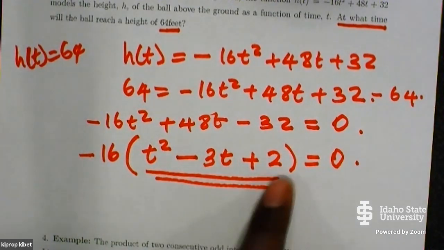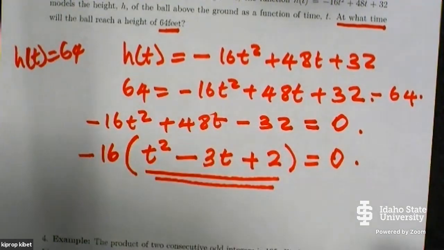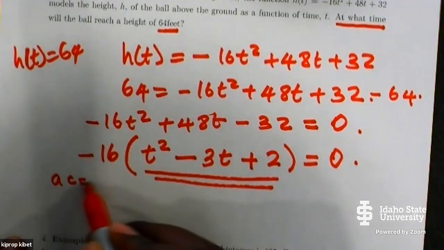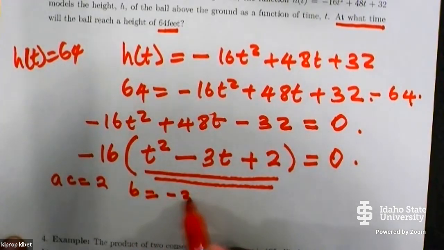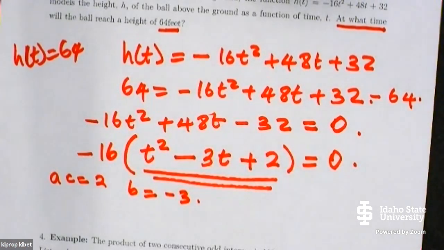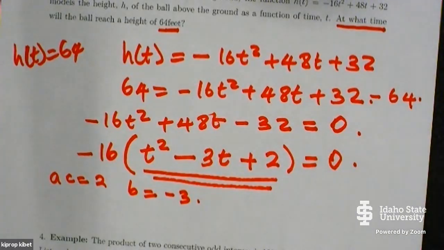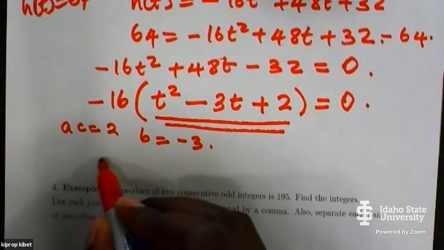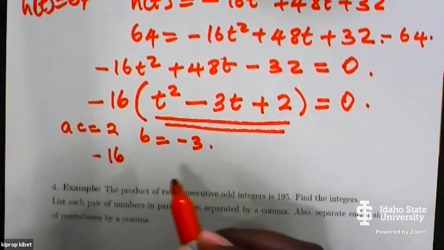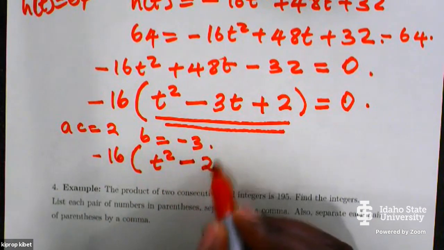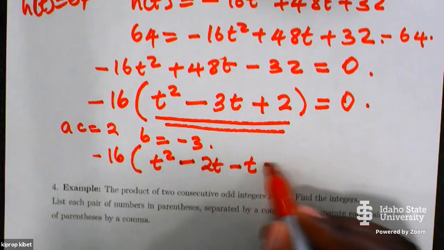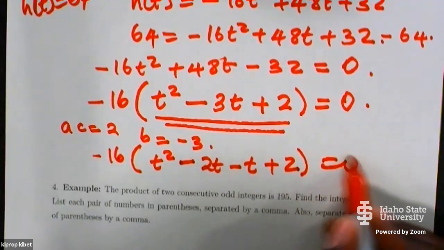So AC equals 2, right? And then B equals minus 3. So what are the two numbers whose product is 2 and whose sum is minus 3? Minus 1 and minus 2, right? So we have t squared minus 2t minus t plus 2 equals 0.